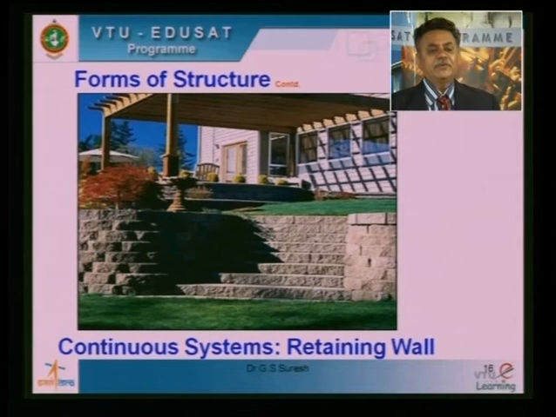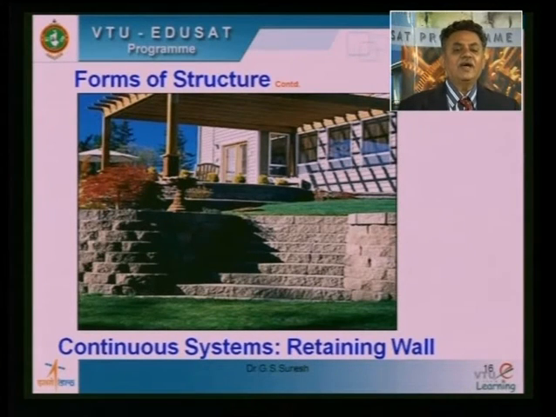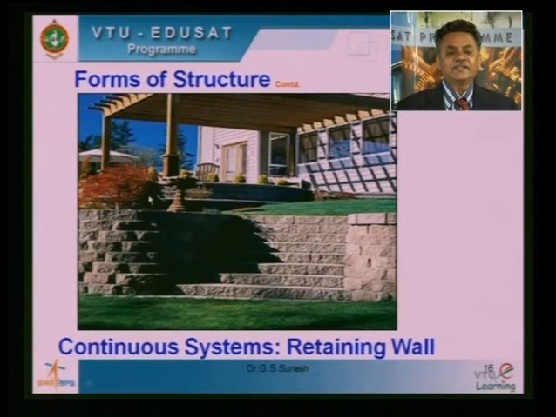As I told you, to retain the earth, we require a wall. You can see here, the earth on the higher side should not fall to the downside. So, for this we use a wall made out of stone masonry. This is called a retaining wall. The meaning of the retaining wall is that it retains the soil on the upper side. So, this is on the lower side and that is on the upper side. So, this is the retaining wall.